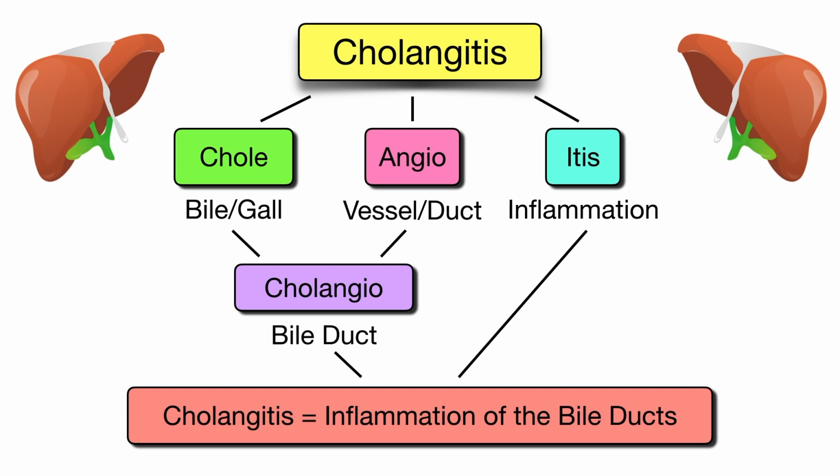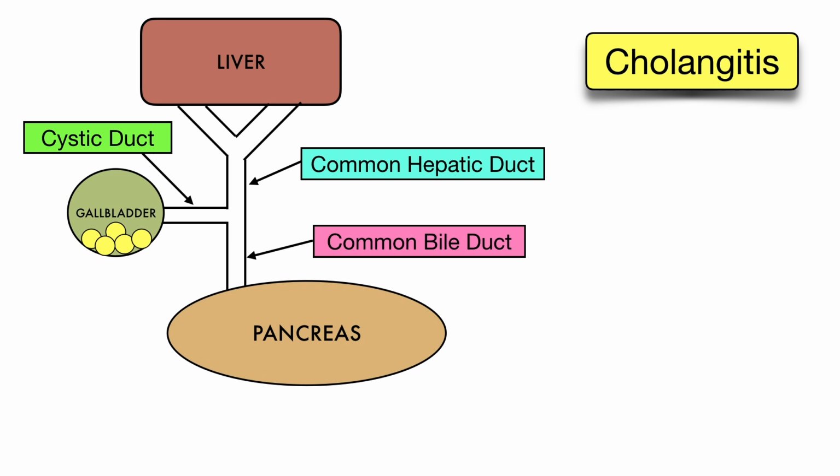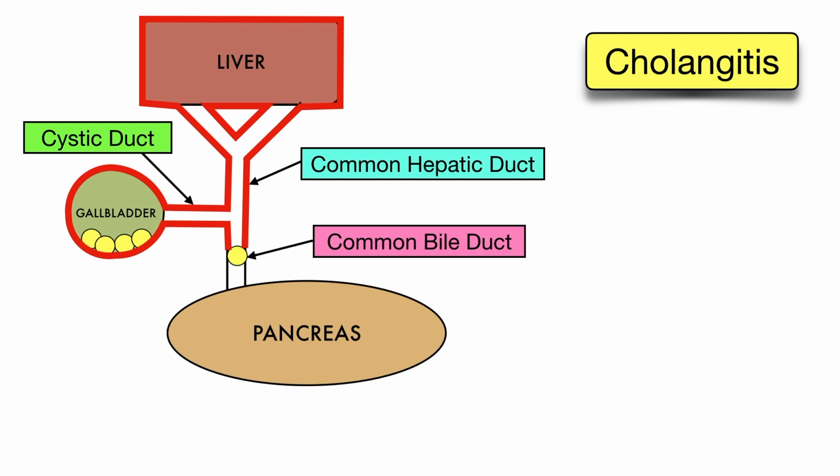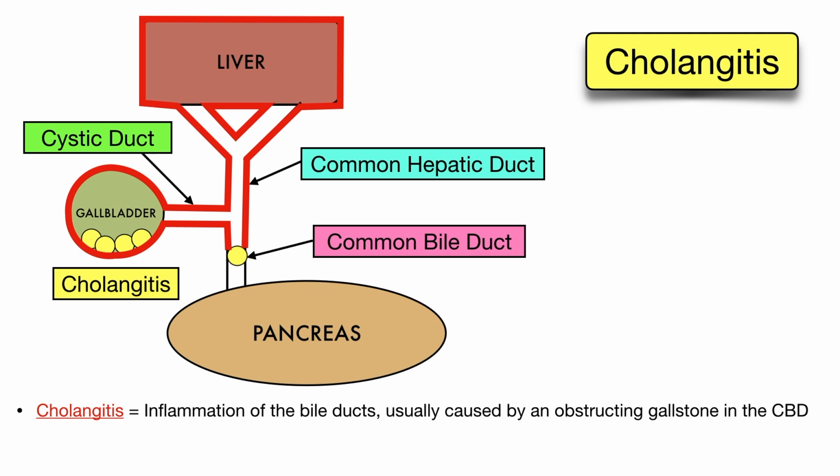Let's go back to our diagram and visualize it. We have our gallstones in the gallbladder again. We know that sometimes gallstones can form or move into the common bile duct. This is known as choledocholithiasis, as we just talked about. But if the gallstone obstructs the common bile duct long enough, then this can cause inflammation to everything behind it. This includes the gallbladder, liver, and bile ducts. This is known as cholangitis, which is inflammation of the bile ducts, usually caused by a gallstone obstructing the common bile duct.